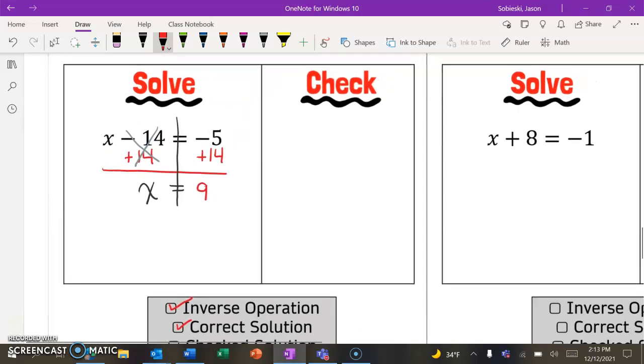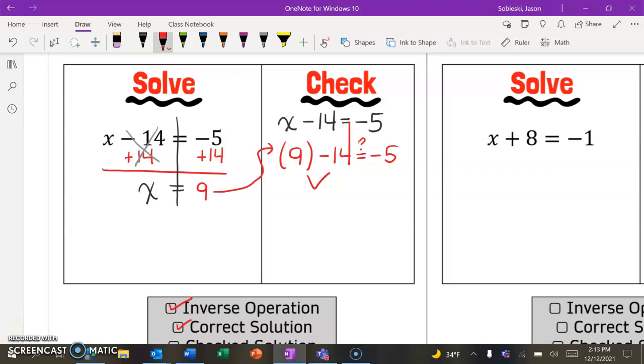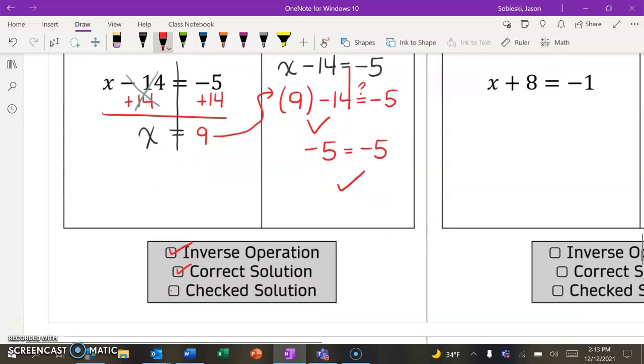The next thing we need to do is just plug it back in. So we know our equation is x minus 14 equals negative 5. If we substitute or plug in 9 for x, you want to make sure anytime you plug something in, keep it inside parentheses. So 9 minus 14, does that equal negative 5? If you punch that into your calculator, it sure does give you negative 5. So we know that we found the correct solution, and we've checked it, and we're good to go.